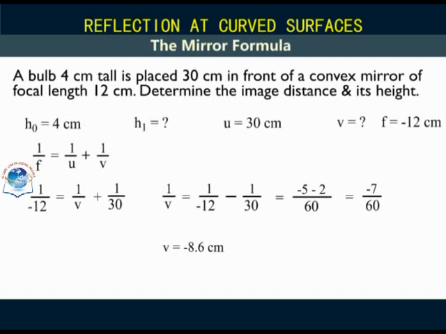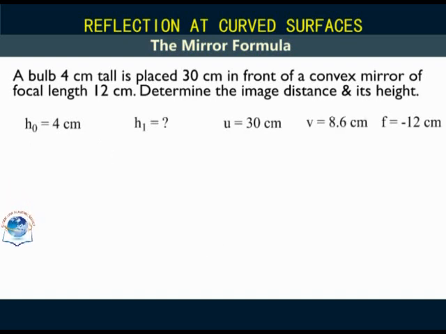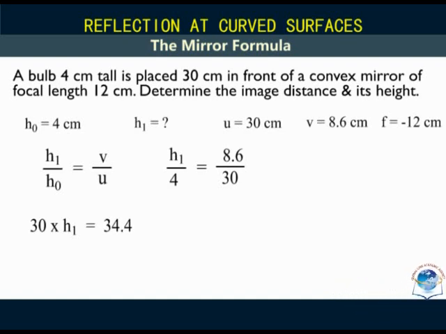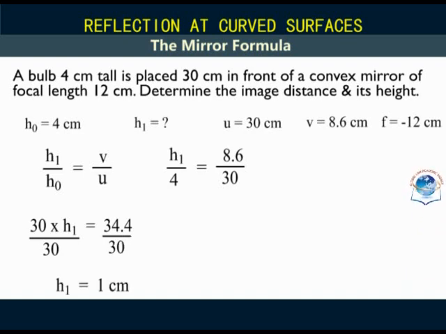How about the image size? We know that H1 over H0 is equal to V over U. And therefore H1 over 4 is equal to 8.6 over 30. We cross multiply. 30 times H1 is equal to 4 times 8.6. That gives us 34.4. We divide both sides by 30 to get H1. That gives us approximately 1 centimeter.